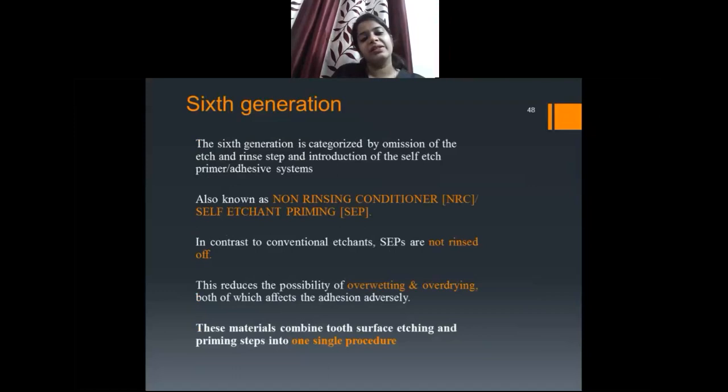Coming to the sixth generation, it is categorized by omission of the etch and rinse step and introduction of self-etch primer and adhesive system. It is also known as non-rinsing conditioner or self-etch priming. In contrast to conventional etch, self-etching primers are not rinsed off. This reduces the possibility of overwetting or overdrying, both of which affect adhesion adversely. These materials combine the tooth surface etching and priming step into a single step procedure.